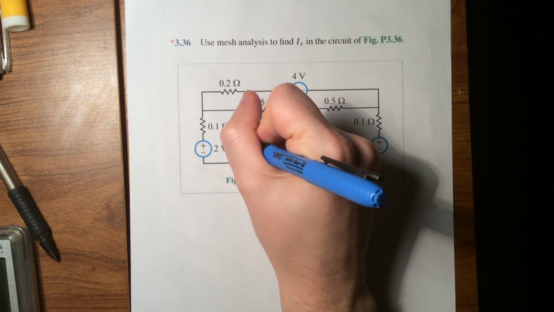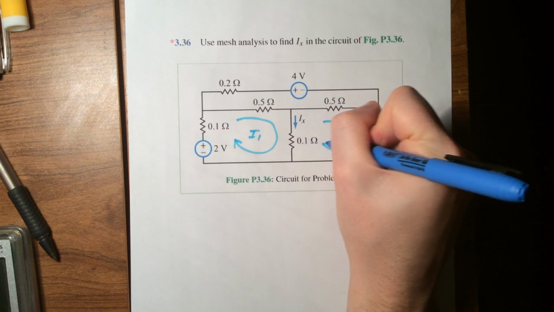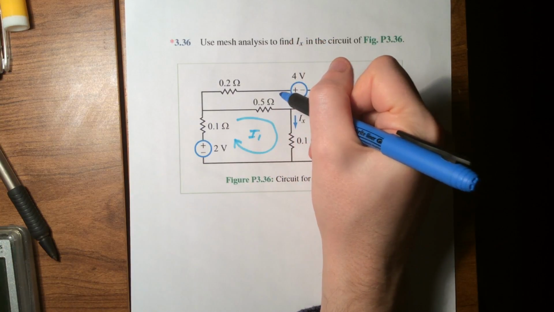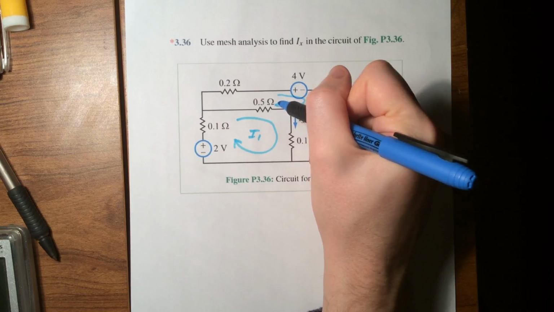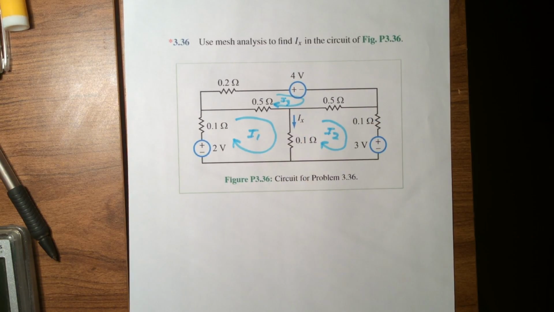So this is going to be our mesh I1. This is going to be our mesh I2. And then this one, I3. That's going to be our mesh going around like that. All right, so let's solve this sucker.